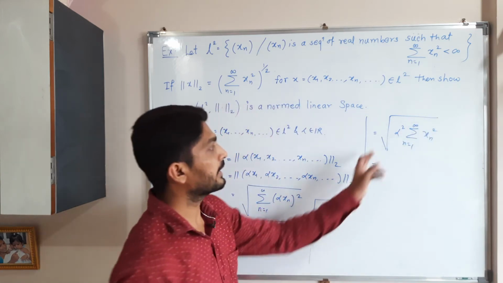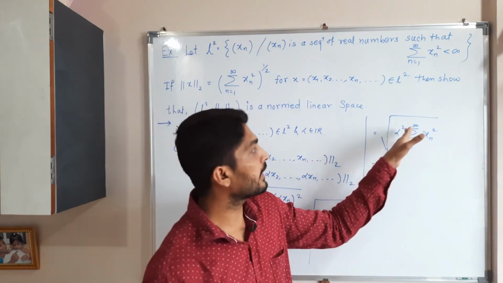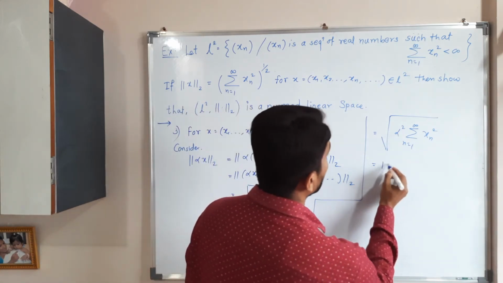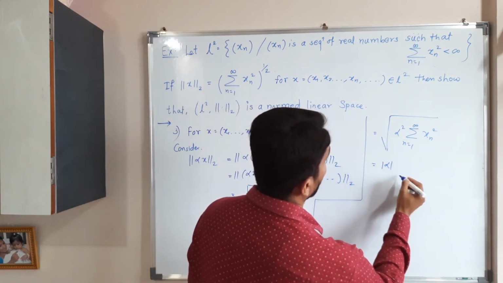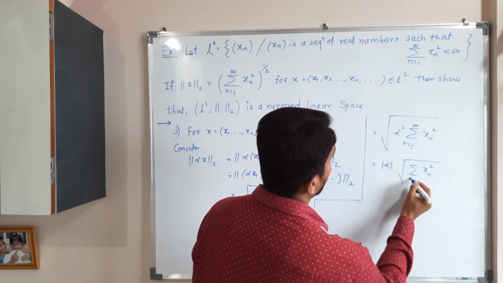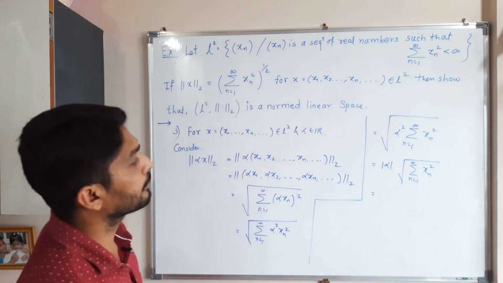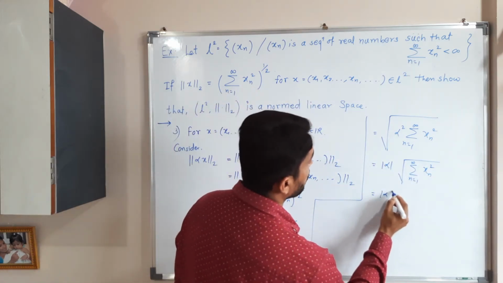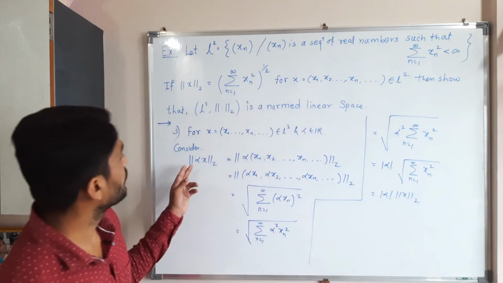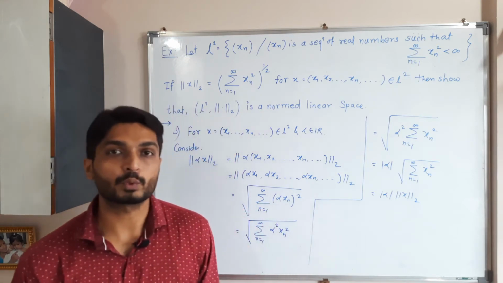Okay, see, we can take separate square roots. When you take a separate square root, the alpha square and the square root will cancel each other, but since the result must be positive, I am taking mod alpha times the square root of summation xn square, n running from 1 to infinity. So you know that this is the definition of what? Norm x 2. So mod alpha norm x 2. Okay, so we started with norm alpha x and finally we proved mod alpha norm x. So in this way we proved the third property.